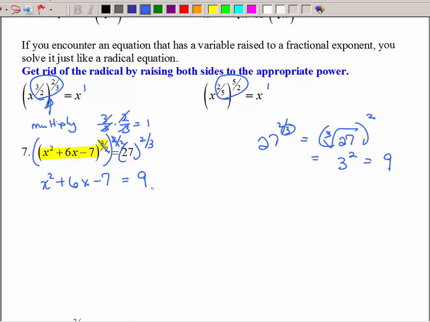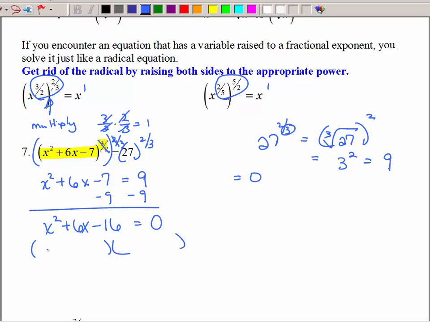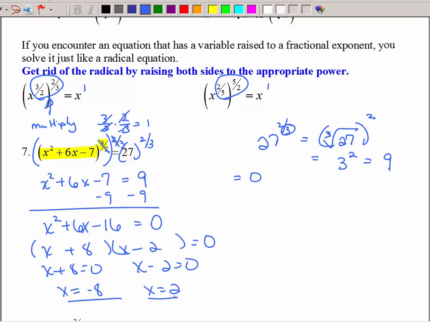So now we have a quadratic. We're going to set it equal to 0, so we're going to subtract 9 from both sides. Then we're going to factor that. And we're going to set it equal to 0. And we're going to solve. Are we done? No. We have to check.